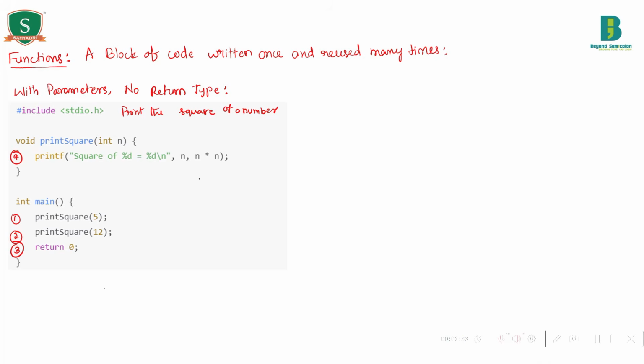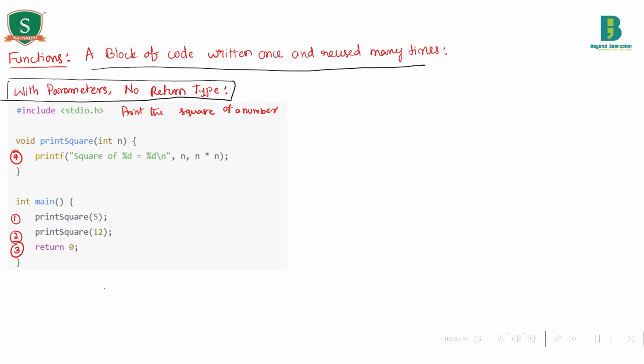A function is a block of code written once and reused many times. There are different types of functions. In this video, we are going to see the function with parameters without any return value. This is a small program that takes an input value and prints the square of that number. That means when you give 5 as the input, it prints 25 as the output.